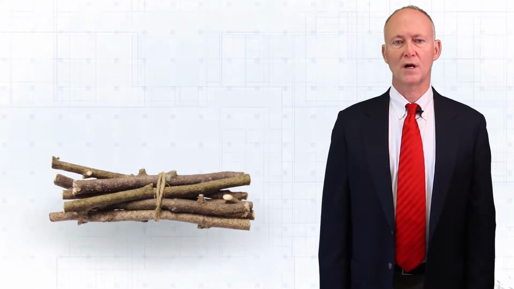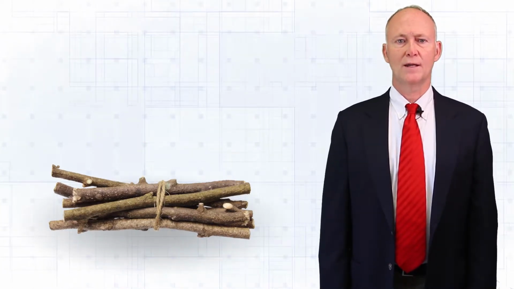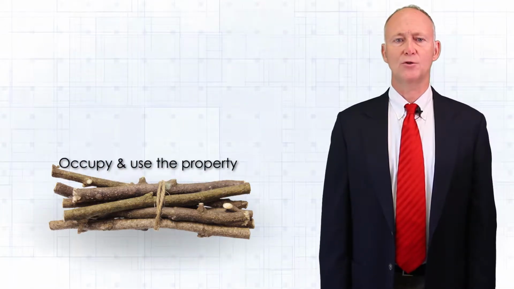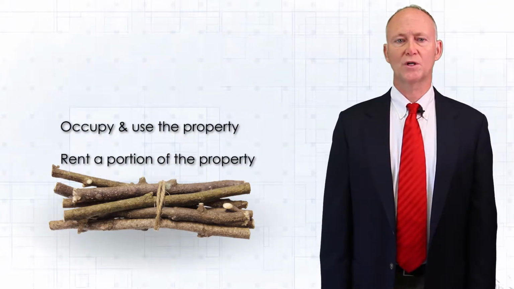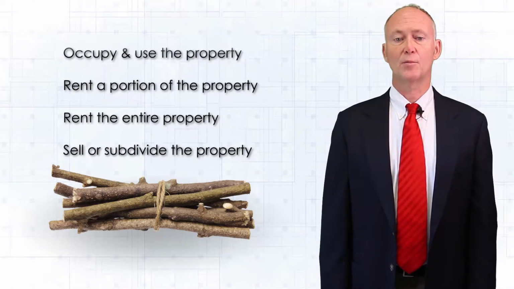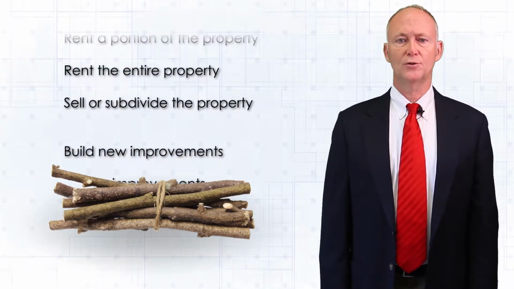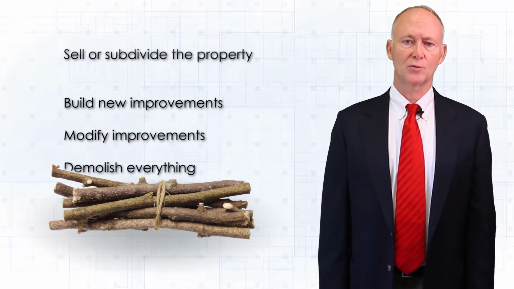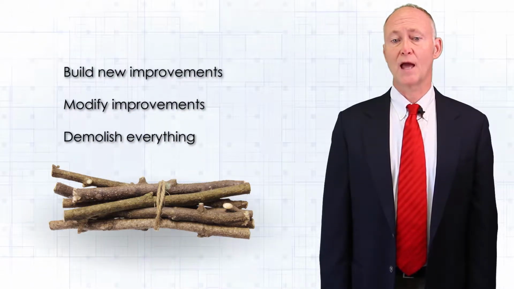Unencumbered fee simple ownership means that you own the full bundle of rights to that property. You can occupy and use the property as you wish. You can rent out a portion of it, rent the entire property, or you can sell or subdivide the property. You can also build new improvements, modify the existing improvements, or even demolish everything at your will.